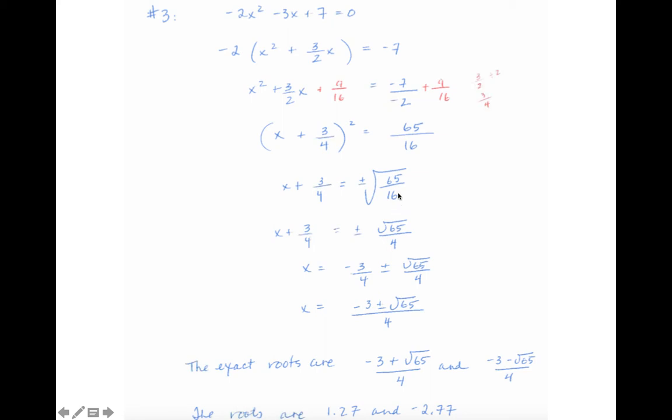So I can take that one out of the square root and just leave it simply in the numerator. So I have a 4 on the bottom, and you could write it as a common denominator. Just in case you're curious, the exact roots are negative 3 plus the square root of 65 over 4 and negative 3 minus the square root of 65 over 4. And if I put those into the calculator and round them to 2 decimal places, these are the numbers that I actually find for the roots.